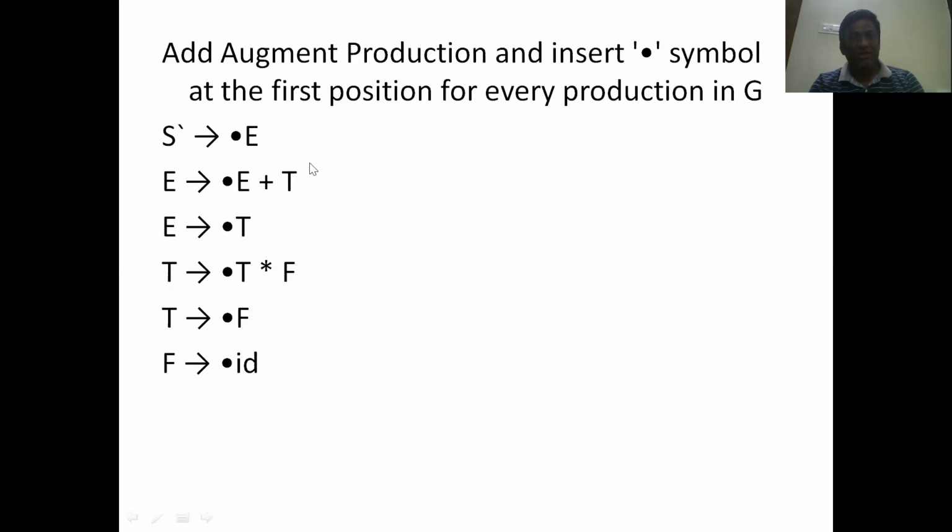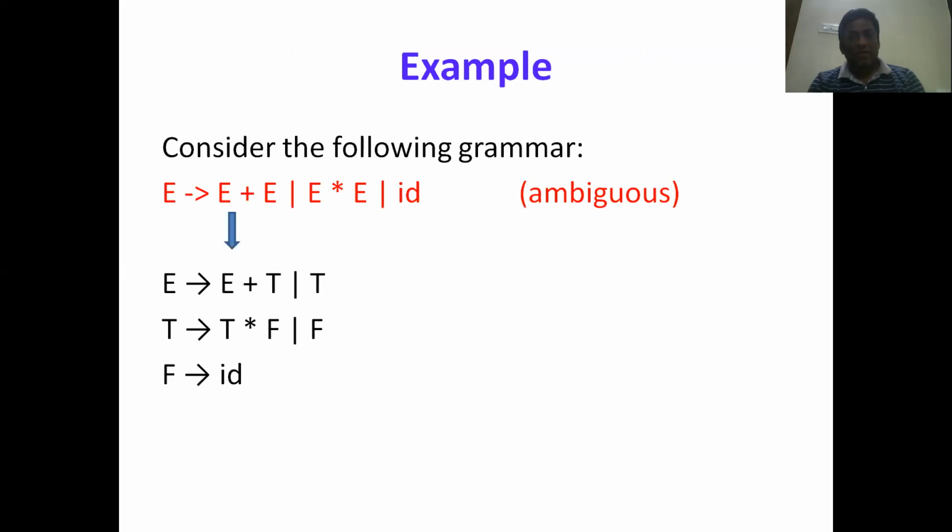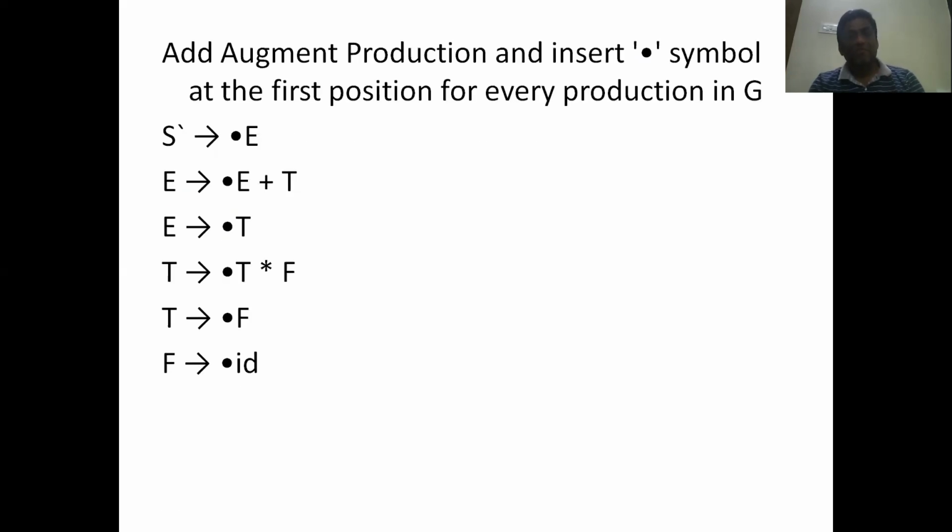E implies E plus T, or T. T implies T star F, or F. And F implies ID. And put a dot before it, as the first symbol on the RHS. Okay, so this becomes an augmented grammar now. This is our second step. So converting it into an unambiguous grammar, and then converting the grammar into an augmented grammar like this. These are the first two steps.